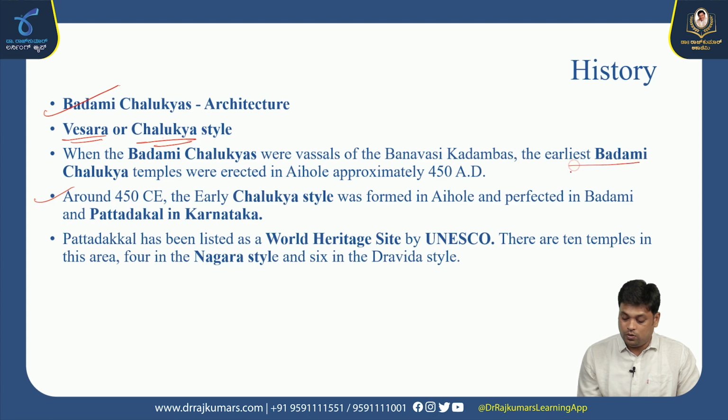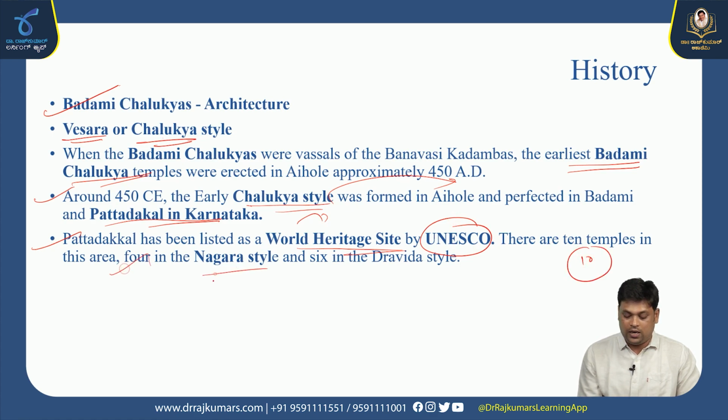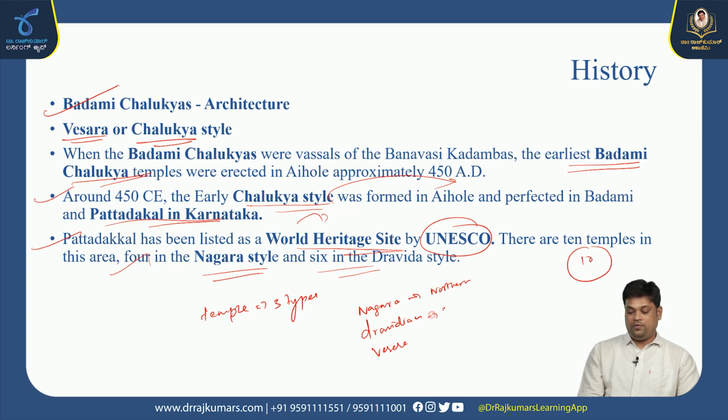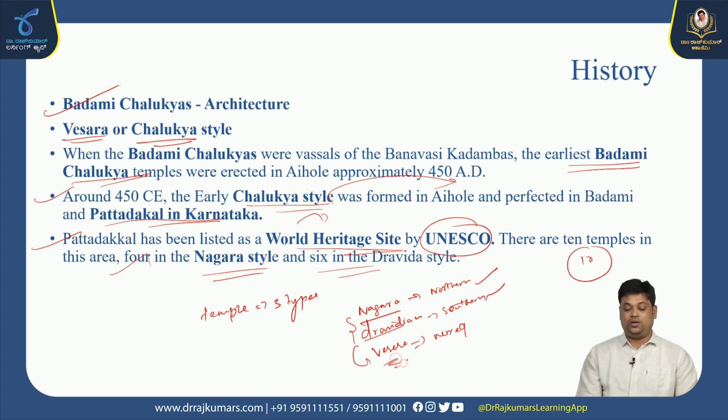Okay, so the Badami Chalukya temple is the most popular one. Chalukya style was found in Aihole and Pattadakal in Karnataka, and Pattadakal has been listed as a World Heritage Site by UNESCO. There are 10 temples, 4 in Nagara style, 6 in Dravidian style. Remember, temple architecture style is popularly known as 3 types: Nagara, Dravidian, Vesara. Nagara means northern style, Dravidian means southern style, Vesara means a mix of northern and southern, that is a mix of Nagara and Dravidian, which is known as Vesara style.